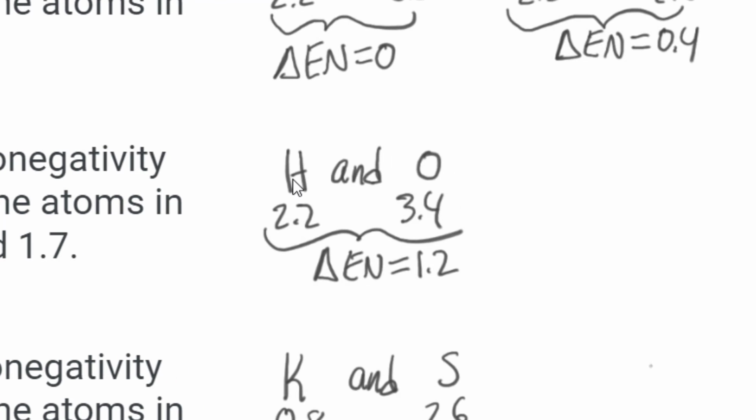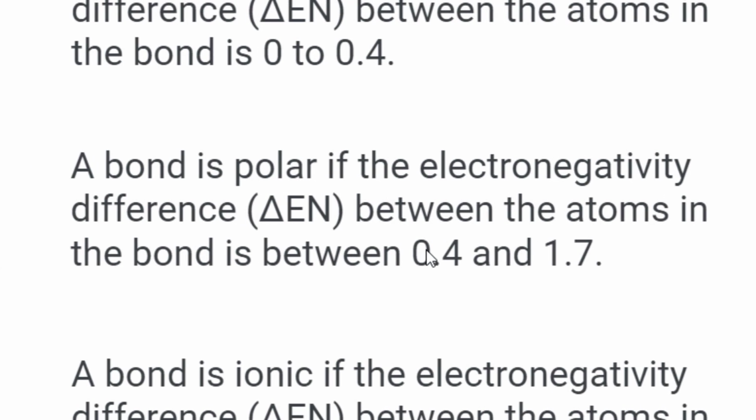bond. So if hydrogen were to bond to oxygen in a covalent bond, they're sharing the electrons, they would not share them equally. The electrons are pulled more toward the oxygen because it has that higher electronegativity. And notice that the difference between these two is 1.2, which is between 0.4 and 1.7.